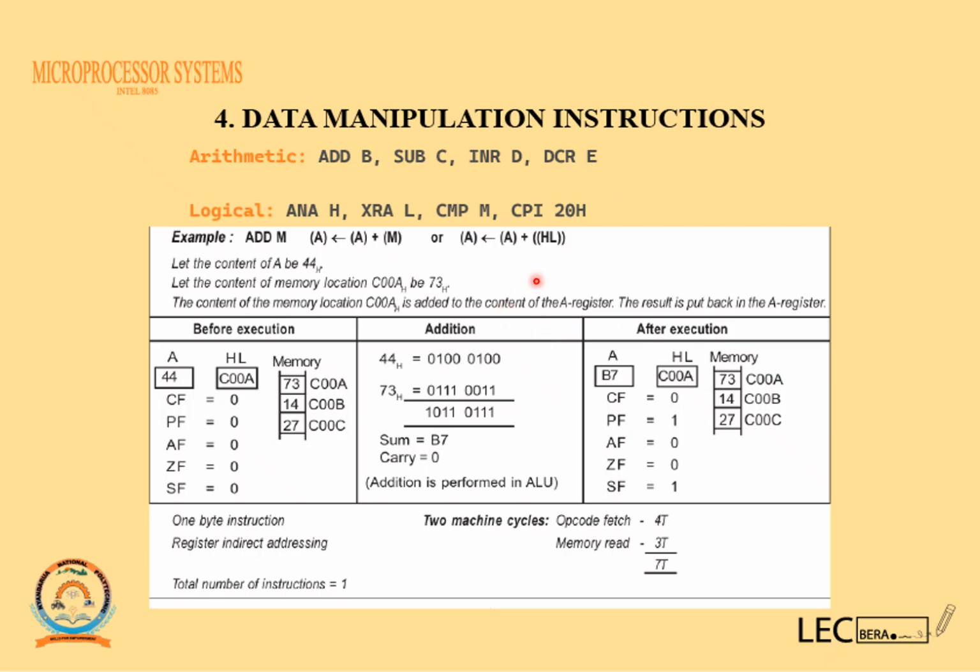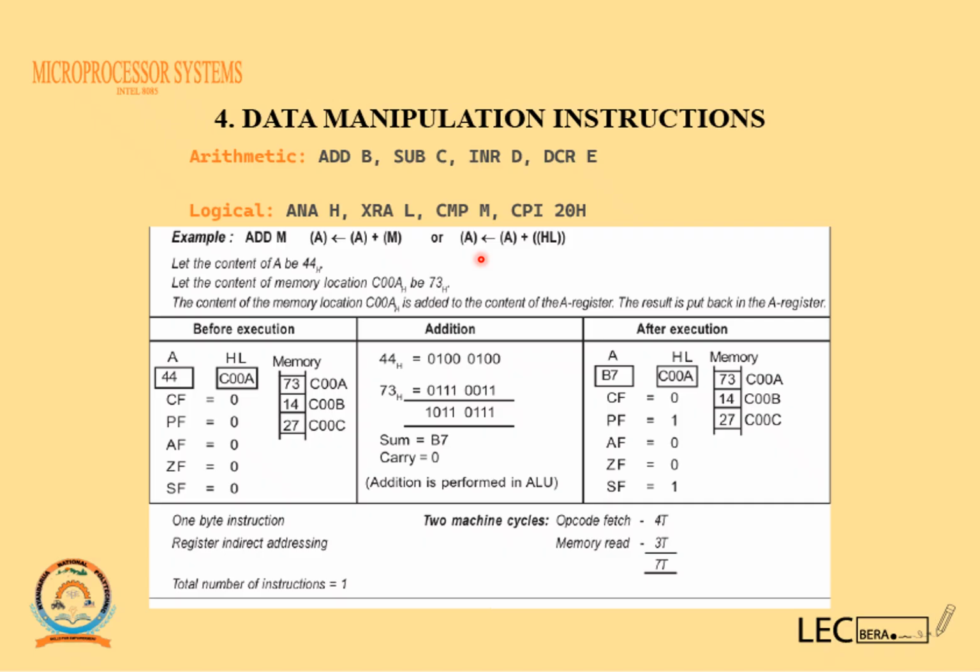Or sometimes we can have data which is being held by register pair HL. We can add it to what is inside the accumulator and then store the result inside the accumulator. This is when we are doing what is called indirect addressing, and then this is when we are doing what is called memory addressing, direct addressing. This is direct addressing, this is indirect addressing. We are going to see them in our second session.